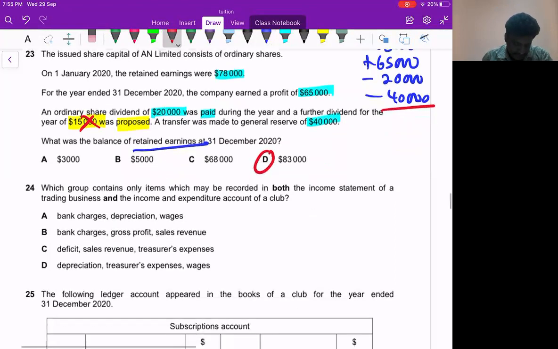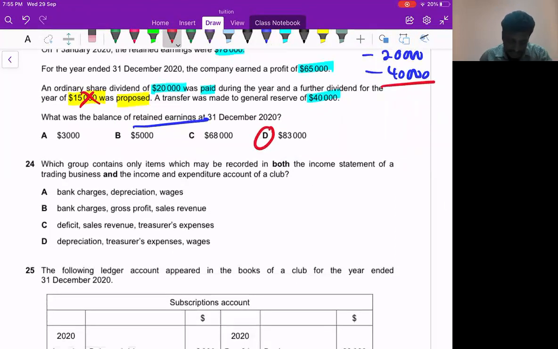Next one. Which group contains only items which may be recorded in both the income statement of a trading business and the income and expenditure account of a club? Normal income statement and also income and expenditure in a club. Bank charges, yes, both can. Depreciation, yes, both can. Wages, both can. So answer is A.